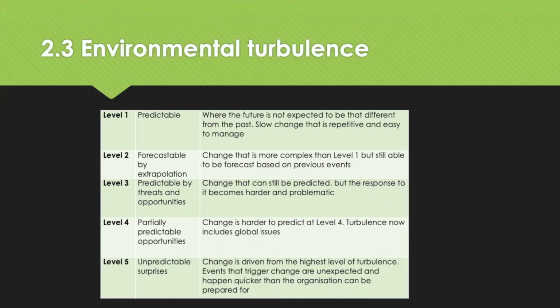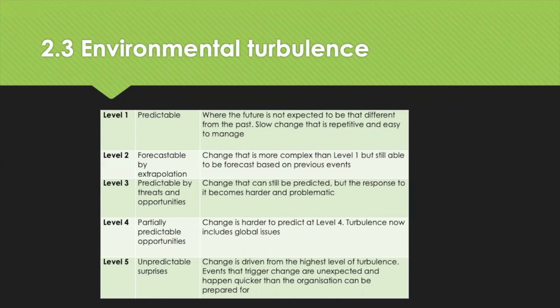So obviously level 1, you could probably link this to your closed change, contained change, open-ended change. Obviously level 1 and 2 is fairly closed, I guess, in the sense that it's predictable, repetitive, easy to manage, or certainly forecastable by extrapolation. 3 and 4 may be more contained changes, but they're partly predictable by opportunities and threats. Level 3 is slightly harder than level 2, but level 4 becomes harder when it includes global issues. So things like currency exchange rates might be at level 4.